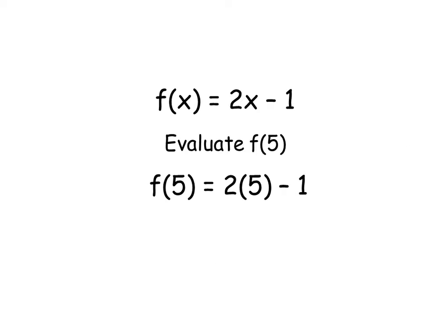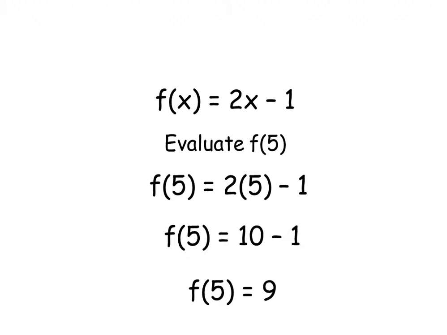If I do that, it will look like this. We have f of 5 is equal to 2 times 5 minus 1. We've replaced the x with a 5, because we are asked to evaluate f of 5. We can do 2 times 5, that is 10. So then f of 5 is equal to 10 minus 1, and as a result f of 5 equals 9. So if we evaluate f of 5, we find that f of 5 is equal to 9, and this is our answer.